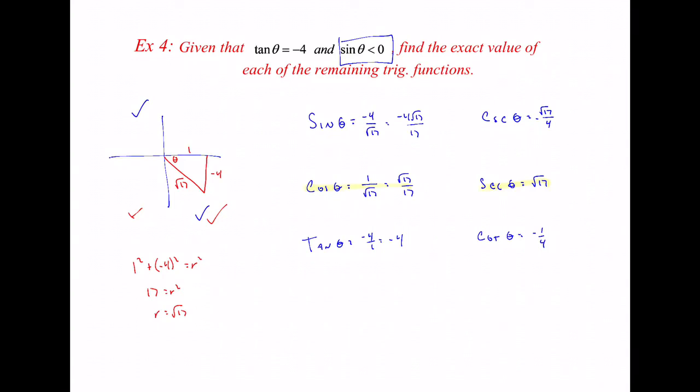So that ends the section 4.4 notes, all really about location, looking at the 6 trig functions based on location, and start paying attention to those signs of what the trig functions are based on what quadrant you're located in.